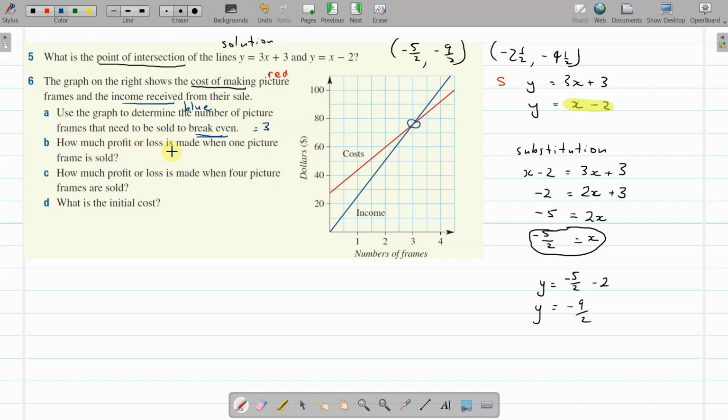How much profit or loss is made when one picture frame is sold? One picture frame sold, so we're looking up here. Now profit or loss is the difference between the costs and the income. So it's the gap between these two. That gap there is the difference. Now because costs are higher up than income, it's going to be a loss. Over this side, after the break even, when the income is greater than the costs, it's going to be a profit. But here it's a loss.